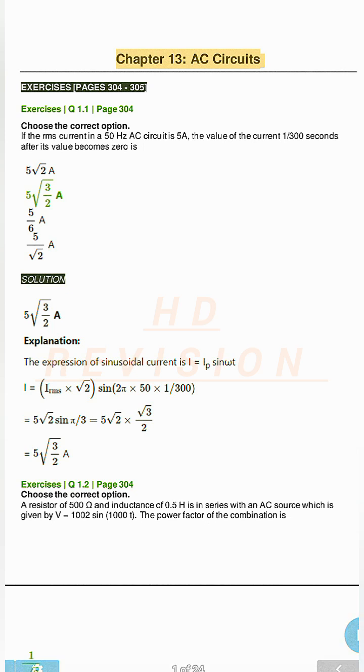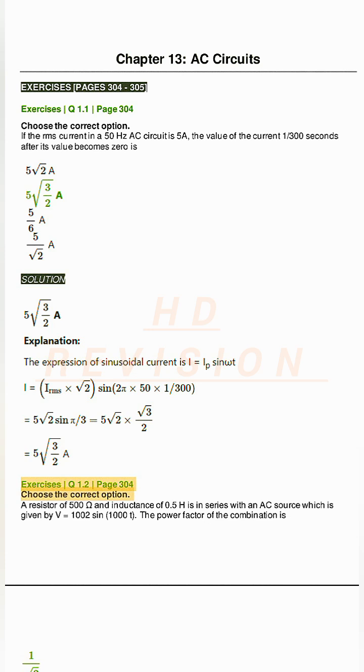Chapter 13. AC Circuits. Exercises, pages 304 to 305. Exercises Q1.1, page 304. Choose the correct option. If the RMS current in a 50 Hz AC circuit is 5 A, the value of the current 1/300th of a second after its value becomes 0 is.